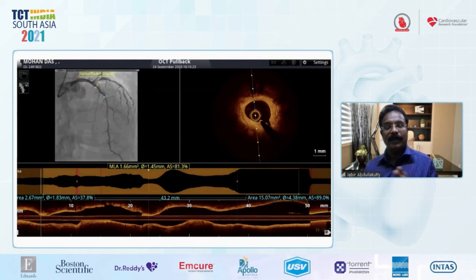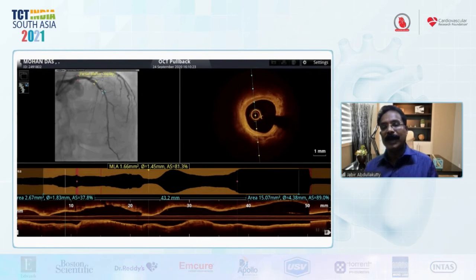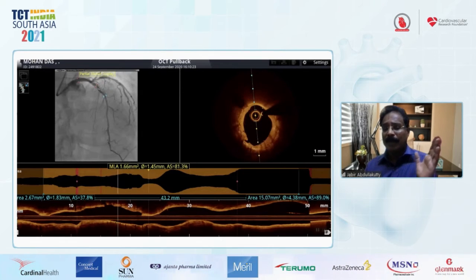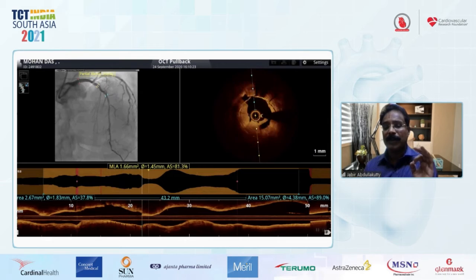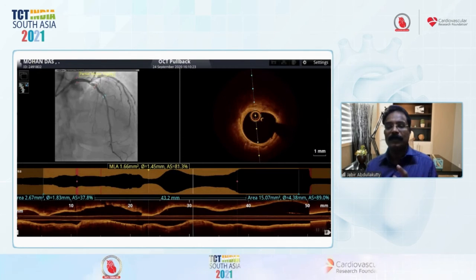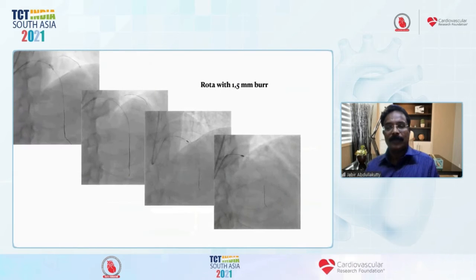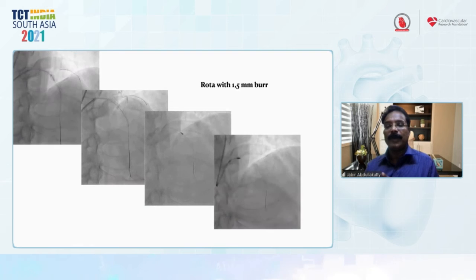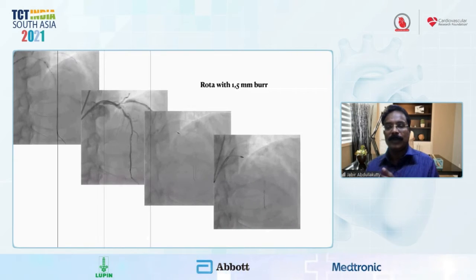We did another round of OCT after some balloon dilatations. There is some amount of expansion of the lesion, but at the correct point of the lesion, there was no expansion. So there is some amount of calcium also. We thought we'll go ahead with a rotablation. So we went ahead with the rotablation. It's a 1.5 millimeter burr at 150,000 rotations.